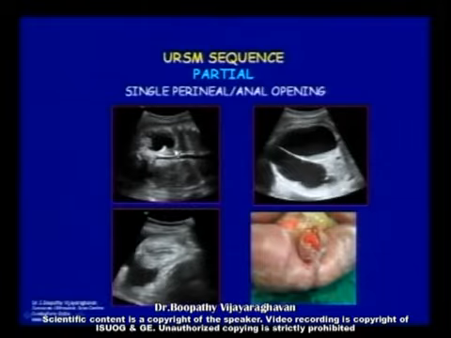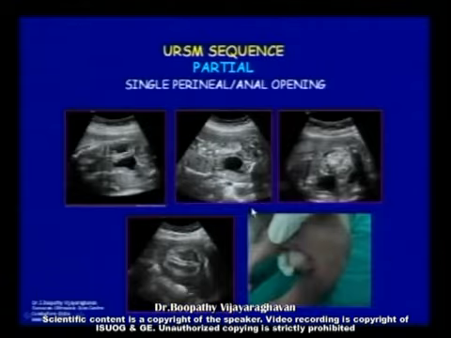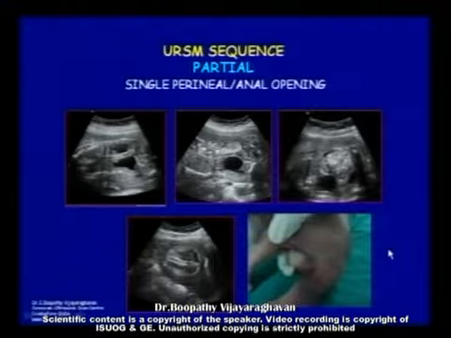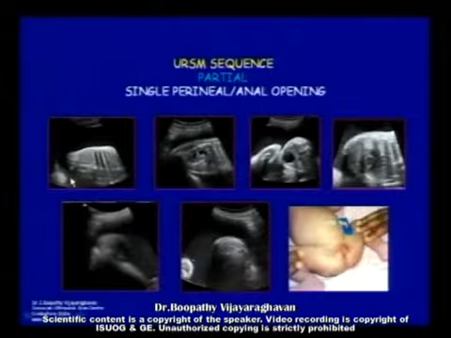Now this is another spectrum. You see hydronephrosis and a septated bladder on coronal scan, and you fail to see the anus. Again, partial URSM sequence. Here, bilateral hydronephrosis, you see the bladder, but also a dilated colon with meconium and no anus. Here, one kidney is agenesis and the other is hydronephrotic. Still you see the bladder, but there is a cardiac anomaly and you fail to see the anus. That is the aborted fetus showing a non-visualized anus.